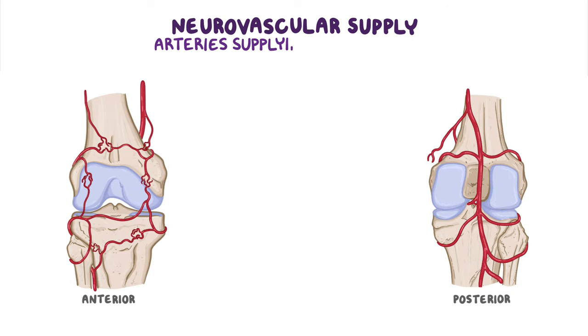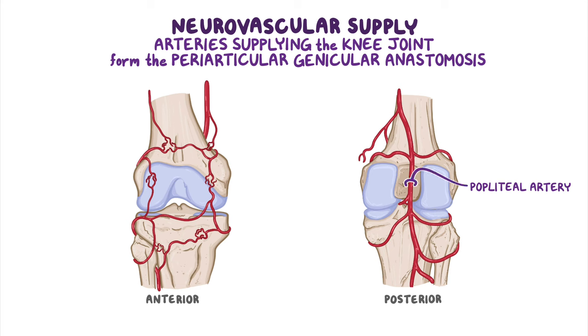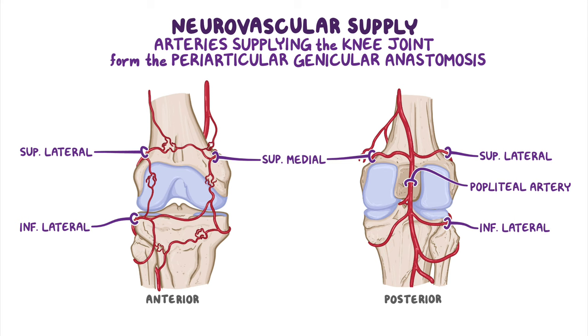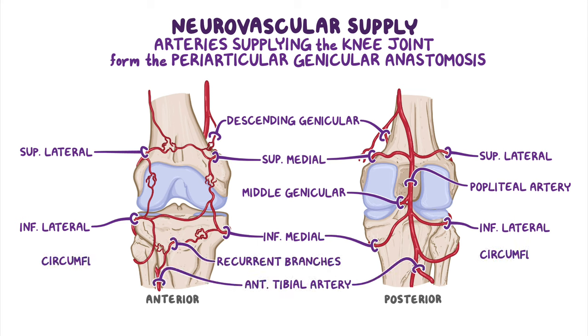Switching now to neurovascular supply. The arteries supplying the knee joint are the vessels that form the periarticular genicular anastomosis around the knee. The five genicular branches of the popliteal artery include the superior lateral, superior medial, inferior lateral, inferior medial, and middle genicular arteries, the descending genicular branch of the femoral artery, the descending branch of the lateral circumflex femoral artery, two recurrent branches of the anterior tibial artery, and the circumflex fibular branch of the posterior tibial artery.